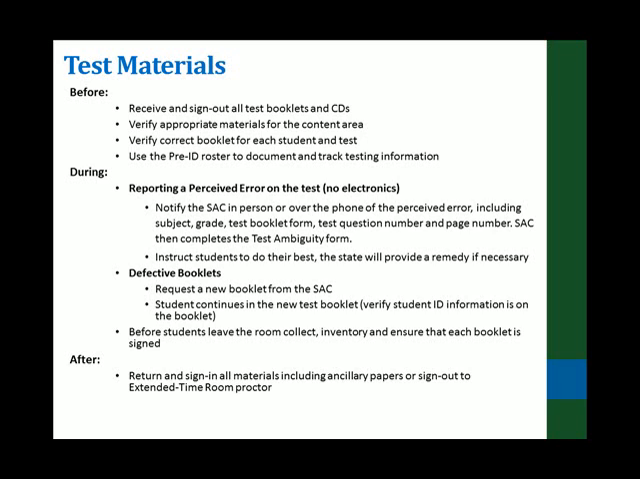If you come across a defective booklet, request a new booklet from the school assessment coordinator. Have the student continue in the new test booklet. Verify student ID information is on the new booklet. And return both booklets to your school assessment coordinator. Before students leave the room, collect inventory and ensure that each test booklet is signed. After testing, return and sign in all materials, including ancillary papers, or assign them out to the proctor of the extended time room.